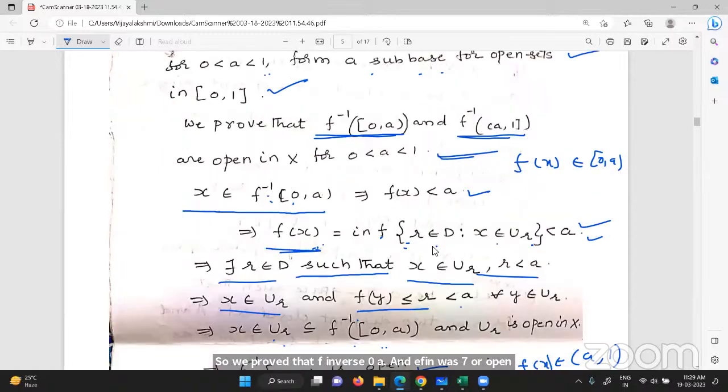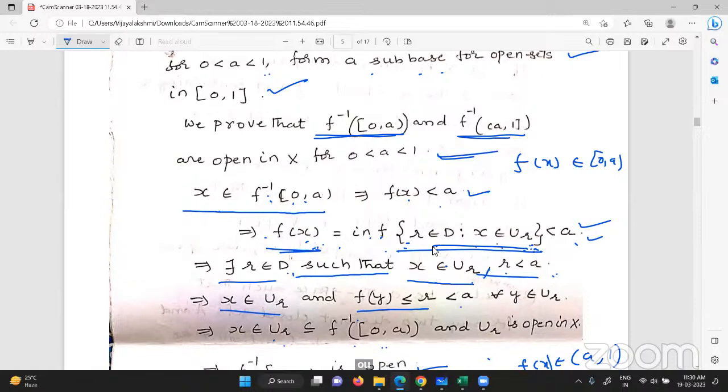Now x belongs to f inverse (0, a) means f of x is less than a, which means f of x is the infimum of r belonging to D such that x belongs to U_r, and that is less than a. That is, there exists r belonging to D such that x belongs to U_r and r is less than a, because the infimum is less than that element. So the infimum is greater than the lower bound.